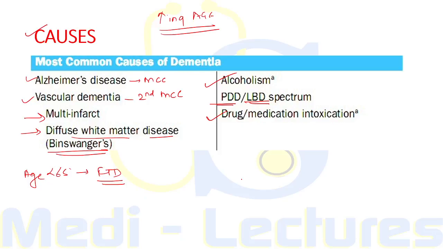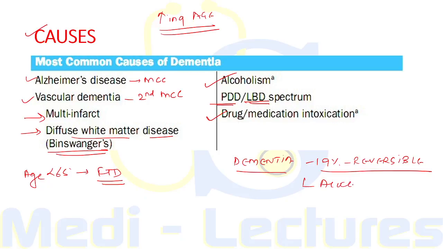Since we are discussing reversible causes as well, out of all the patients of dementia, 19% are reversible. And when we consider the most common causes of reversible dementia, these include alcohol, depression.